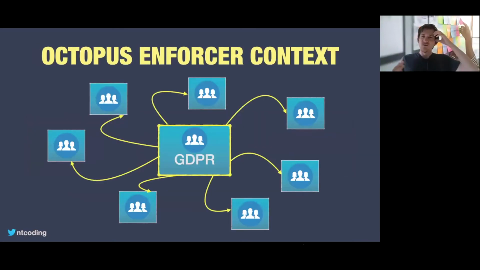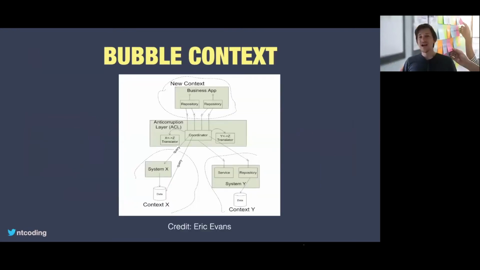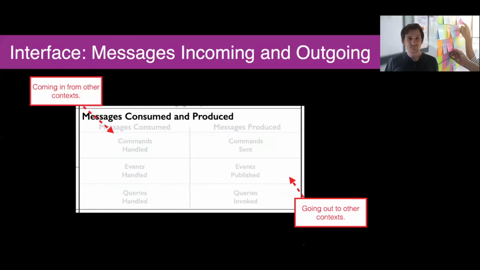There are also other things I would call traits, like an enforcer or an octopus enforcer, which makes sure other contexts are complying with some rules in the system. And also Eric Evans talks about a bubble context, a context which hides other contexts, but eventually the bubble will pop as the old legacy system is replaced. I didn't have time to go into model traits too much, but we've put some examples on the GitHub page, which you can take a look at.